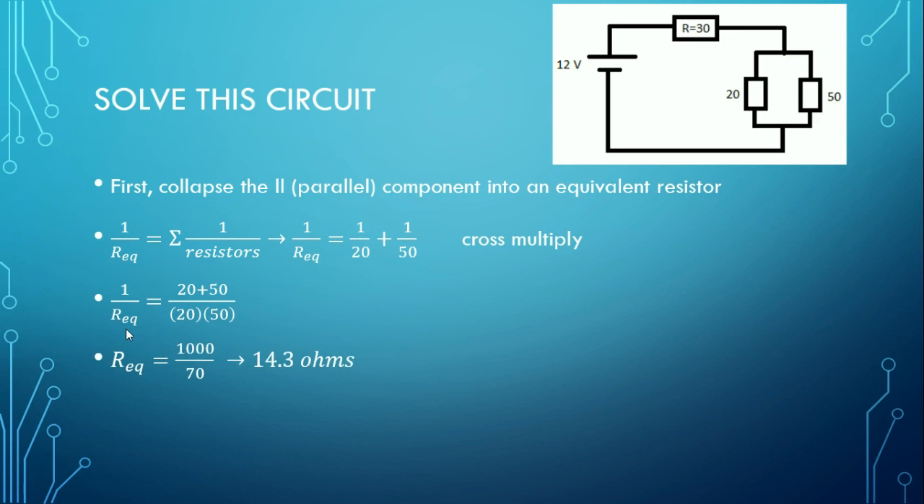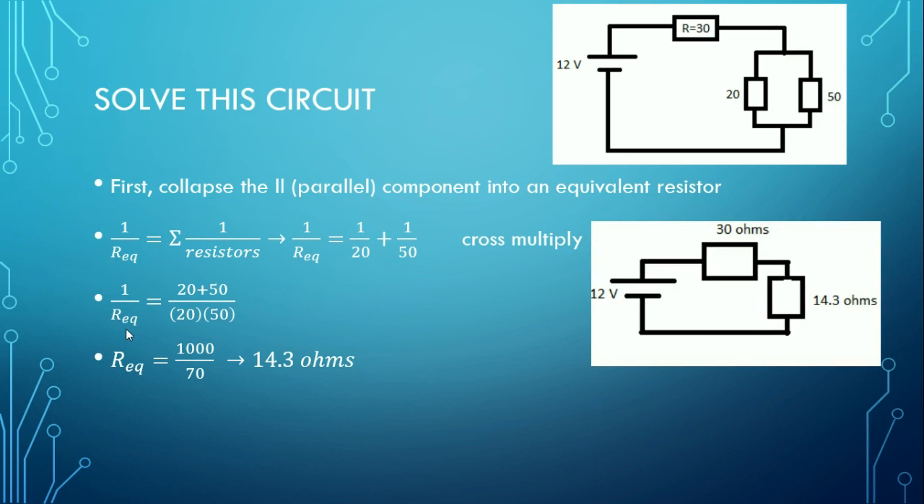And so we get Req equals 1000, which is 20 times 50, over 70. And if you divide that out, you'll get 14.3 ohms. So now that we collapsed it down into this one resistor here, we have two resistors. So now we can add these two together and collapse it down to one resistor.